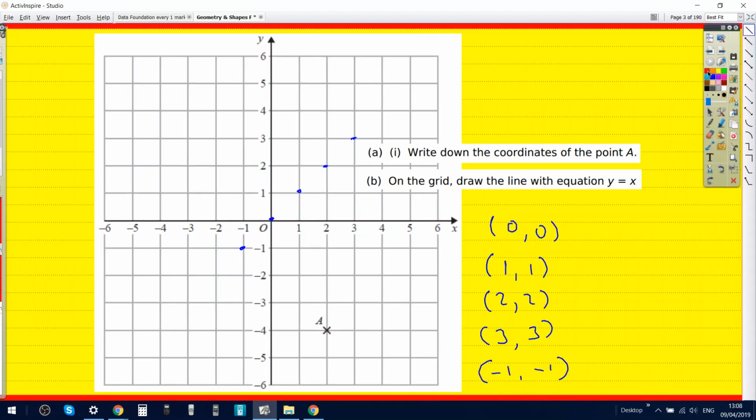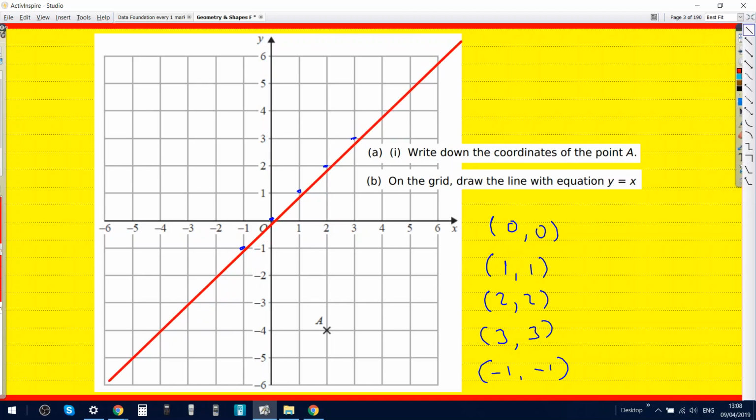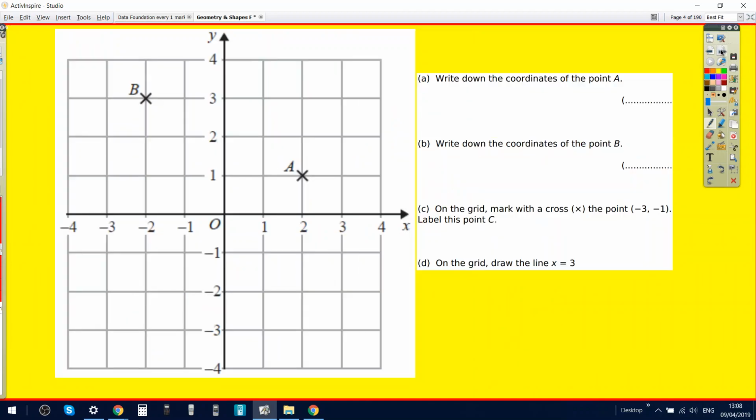Yeah, basically the x and y coordinates are all the same. And so it's quite a common one as well. Okay, and I think for the coordinate you're okay.